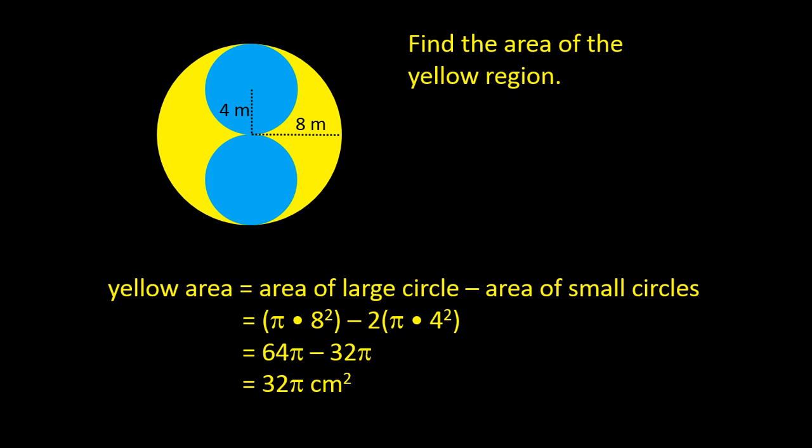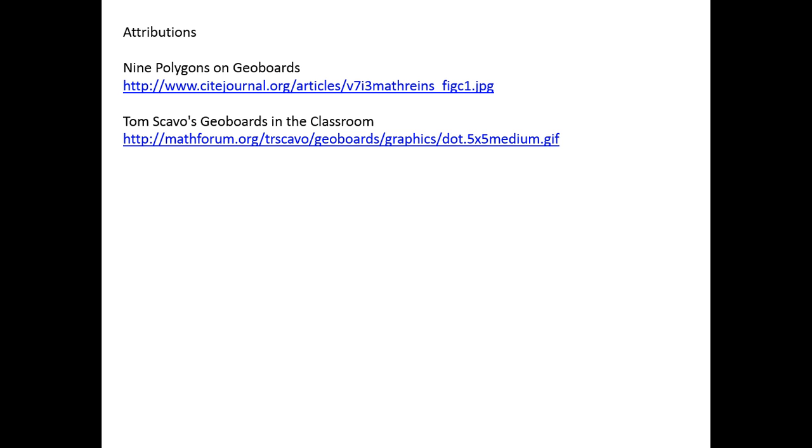Once again, we can take that pi and we can substitute 3.14 for it to get a decimal approximation if we want a decimal approximation for this area. So that's our look at area of polygons and circles.